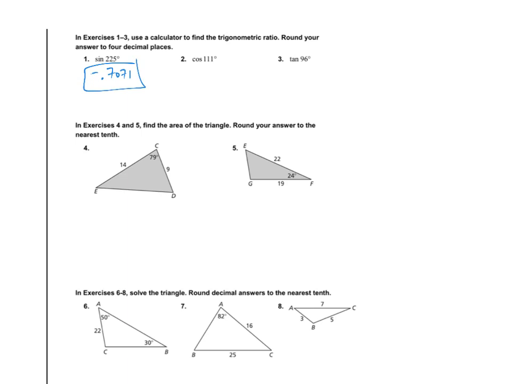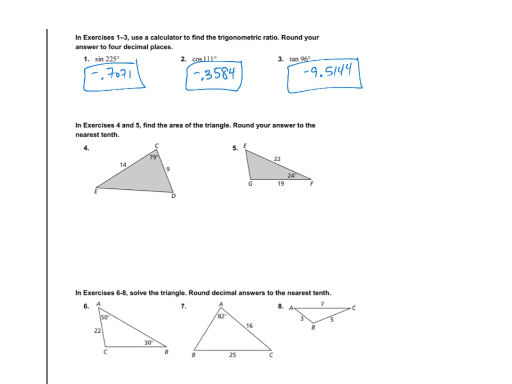for the cosine of 111. Cosine 111 in the calculator, I end up with negative 0.3584. Again, I'm just putting these in my calculator. So the next one, the tangent of 96, comes out to be negative 9.5144. All right, find the area of a triangle. Round your answer to the nearest tenth.